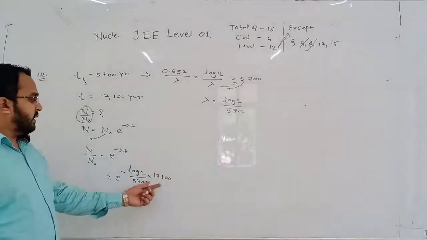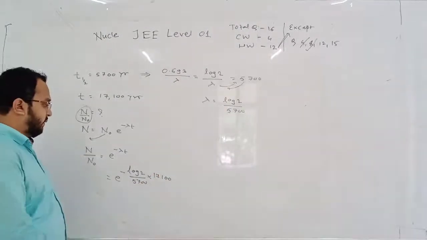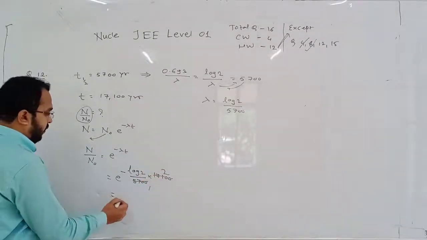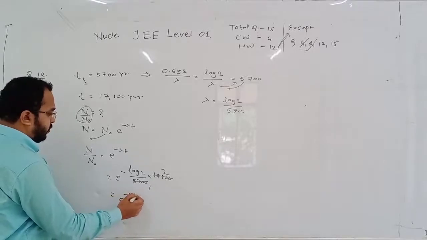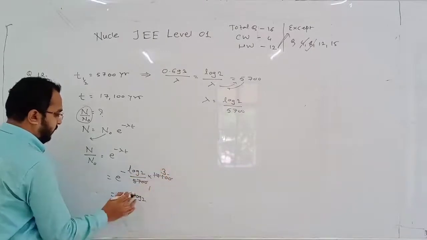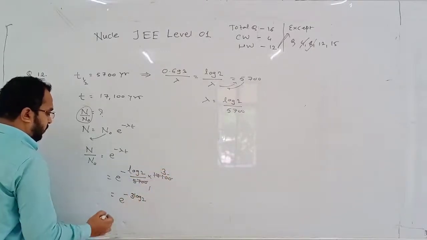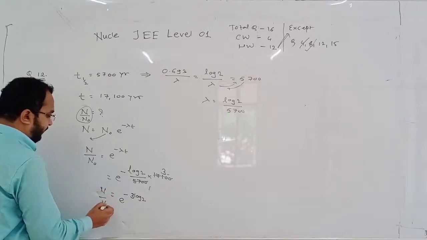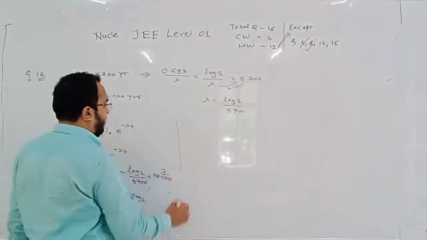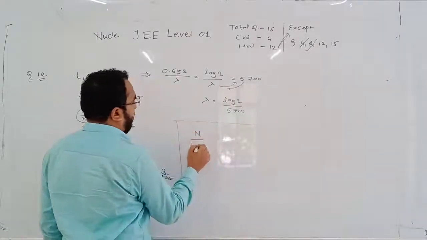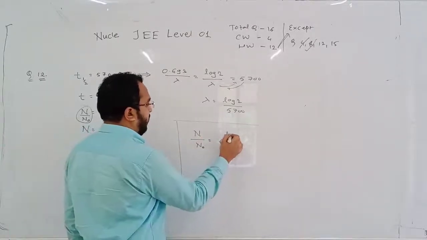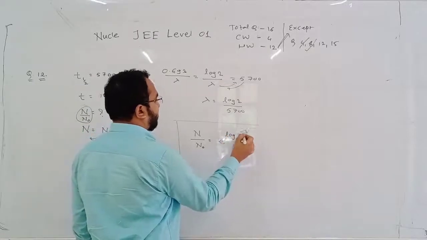So this is exactly 3 times the half-life. So we have e to the power minus 3 log 2. This is N upon N naught. Now with the power rule, this minus 3 goes to the power of 2. So N upon N naught will become e to the power log 2 to the power minus 3.